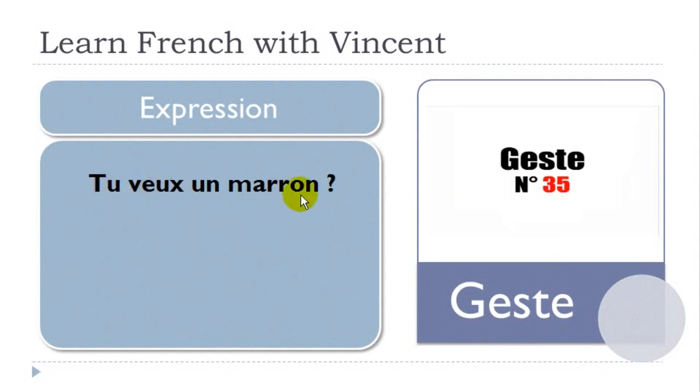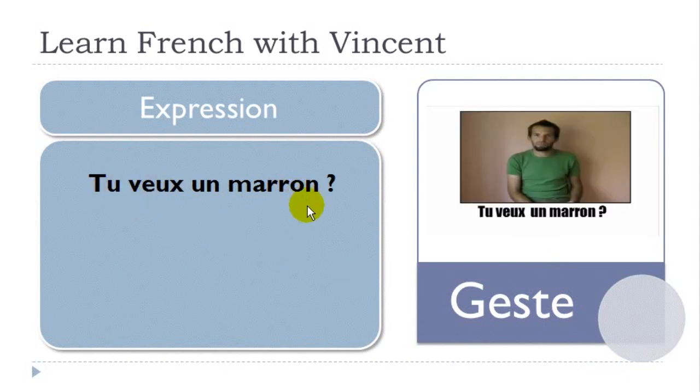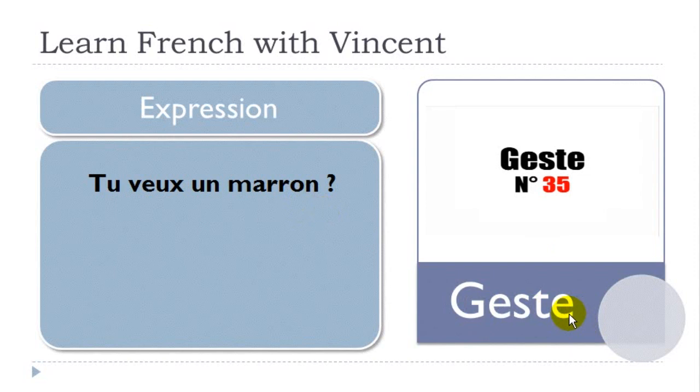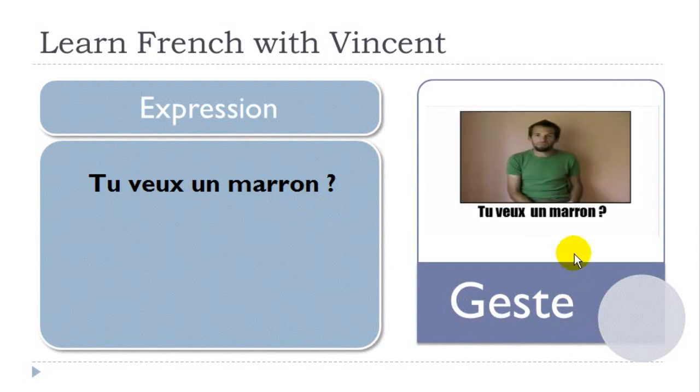"Tu veux un marron?" Okay, so if you want to threaten someone, like here, you want to threaten someone and tell him or her that you could hit this person, so it's a threat. Look, tu veux un marron? You want me to hit you.